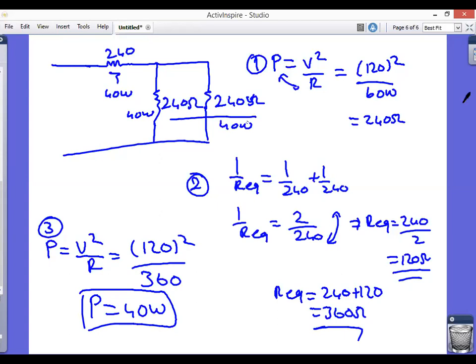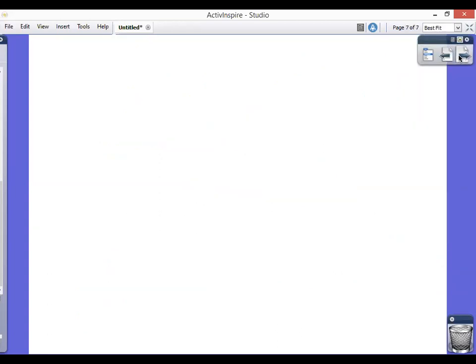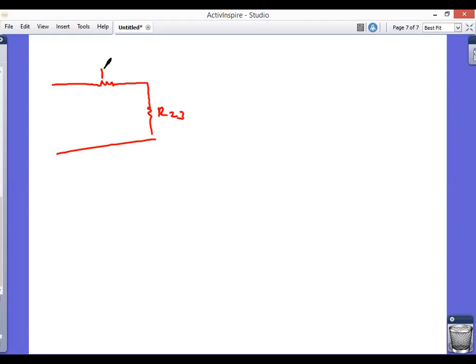For B, what is it asking you? First, you have to find the current. First, we have to find the total current for B. Let's go ahead. Again, when we add R2 and R3, they're going to get R23 here, and they're going to have R1 over here. They're going to make a series circuit. So R equivalent, as we found, is 360 ohm.